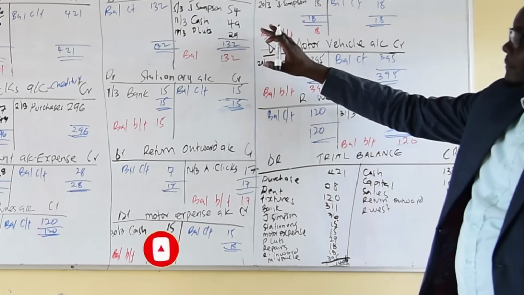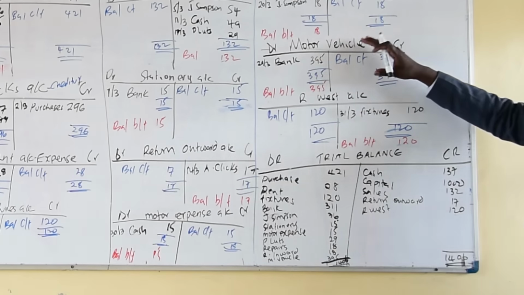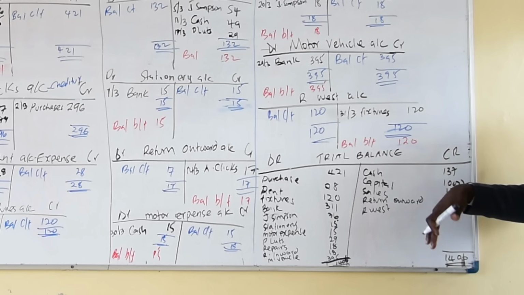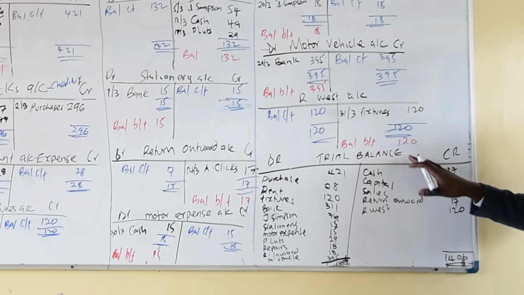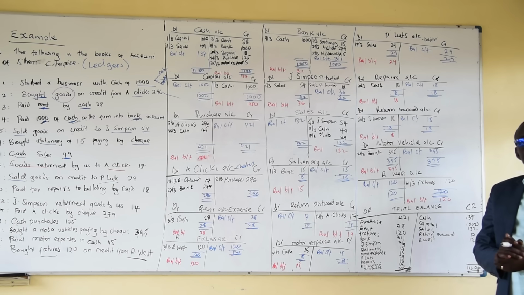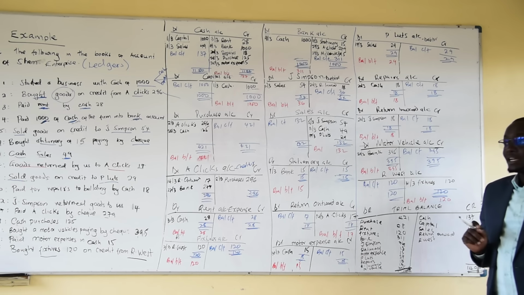You can see that's how you do ledgers and that's how you do a trial balance. Next lesson, we'll look at how, from the trial balance, to do the income statement and the balance sheet. Thank you. I want to show you common mistakes that you make when you are doing ledgers.